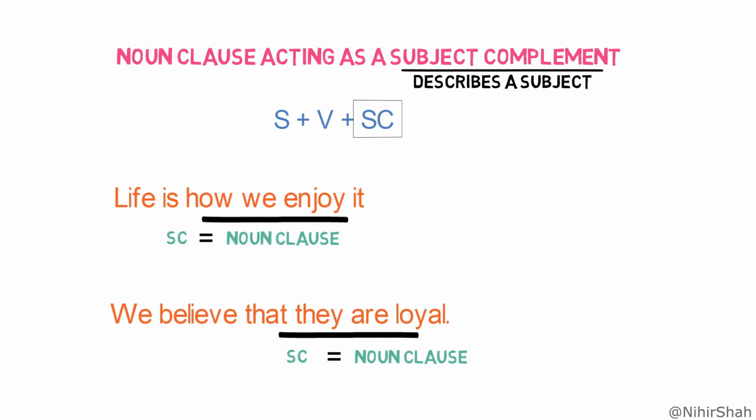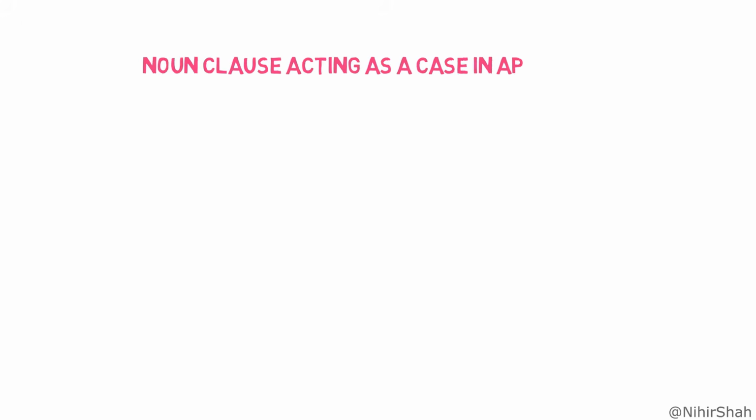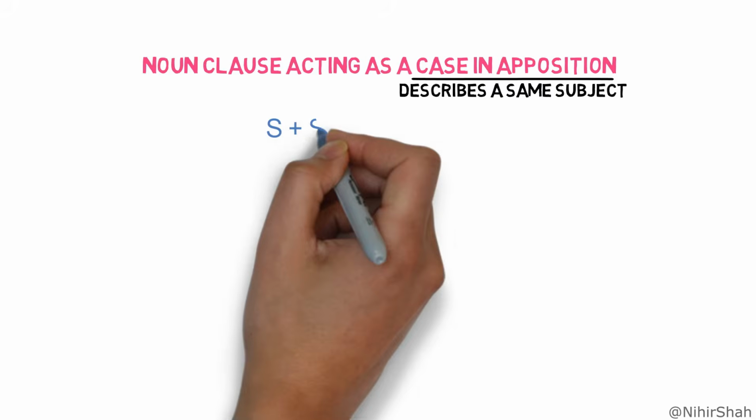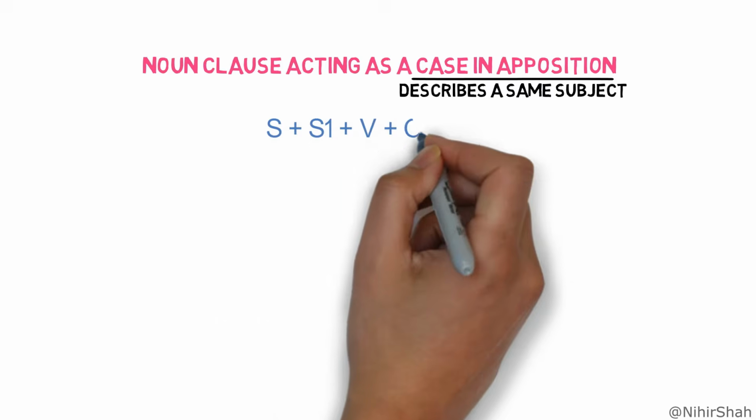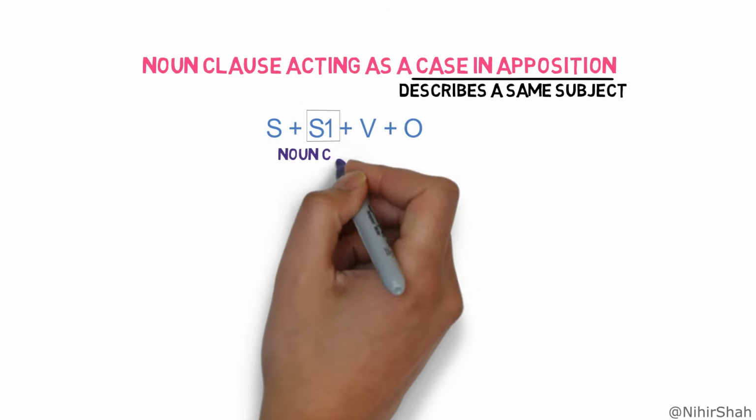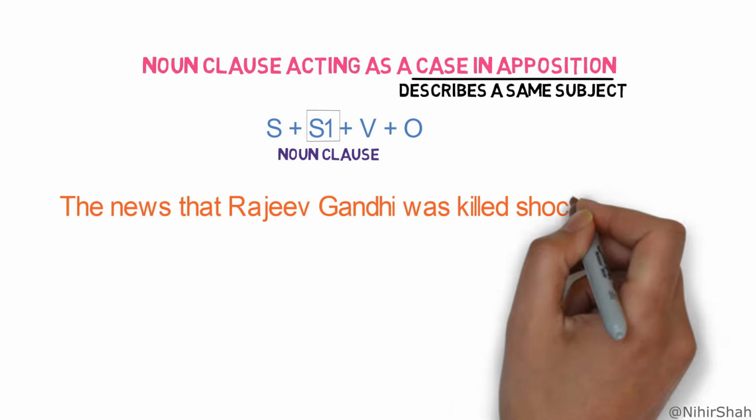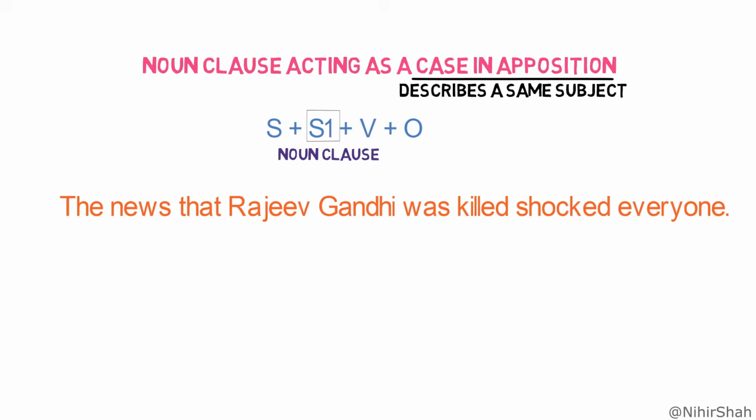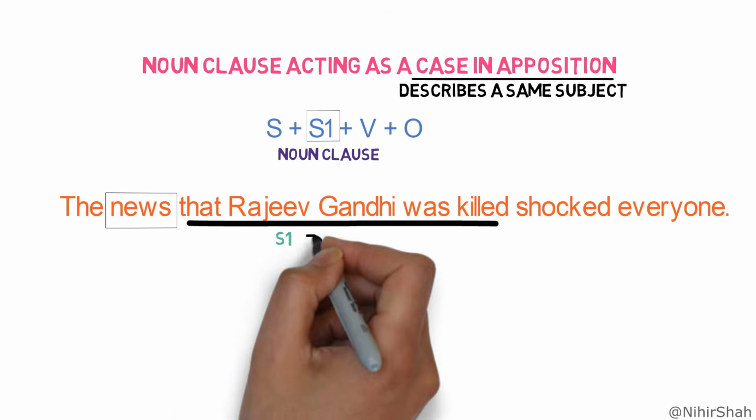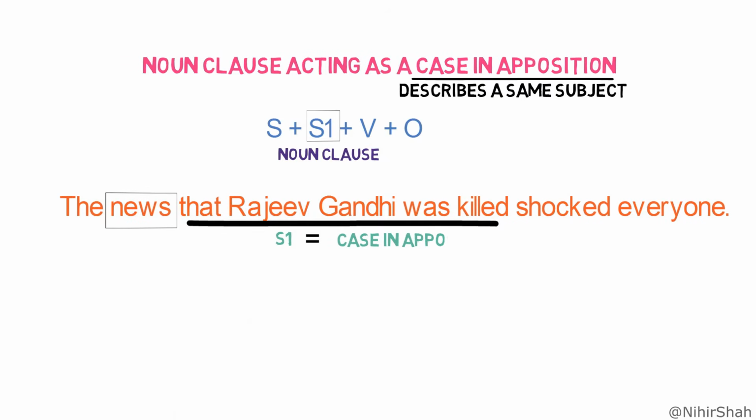Now, let's look into examples where a noun clause is used as a case in apposition in the sentence. The sentence structure would be subject plus subject 1 plus verb plus object. For example, the news that Rajiv Gandhi was killed shocked everyone. Here, the clause that Rajiv Gandhi was killed is giving more information about the same noun news. So, it's a case in apposition.